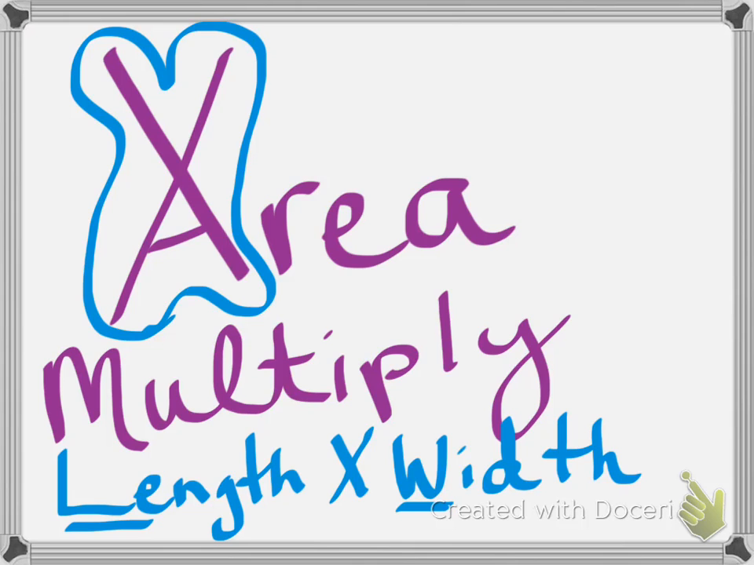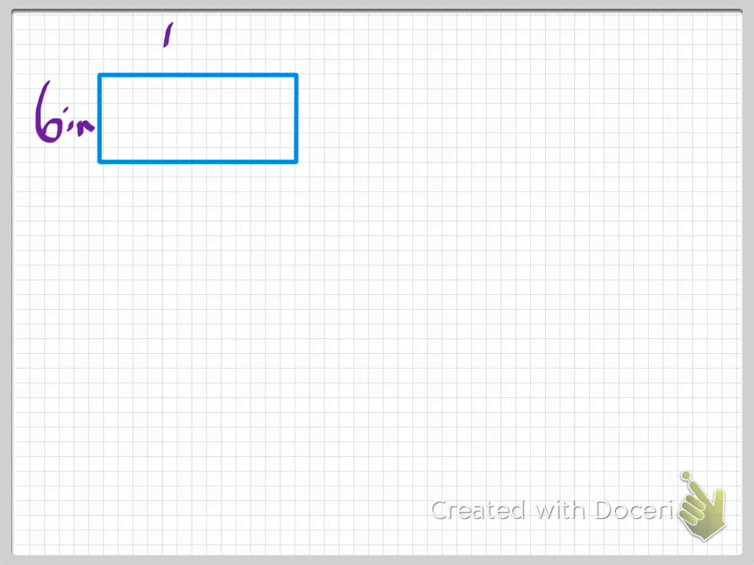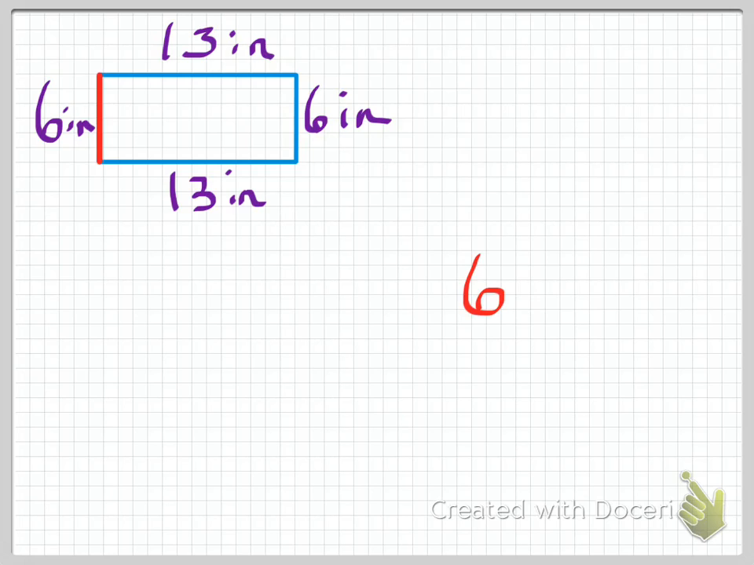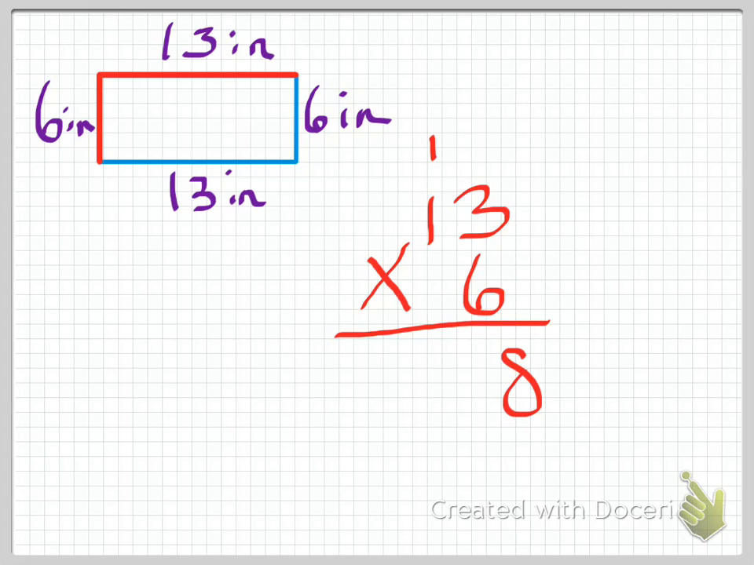Okay, so let's go ahead and do an example. We have our example from earlier, and we have our length is 6 inches and our width is 13 inches, and all we have to do is just multiply them together. So we have 6 times 3 equals 18, 6 times 1 equals 6, plus 1 more equals 7.